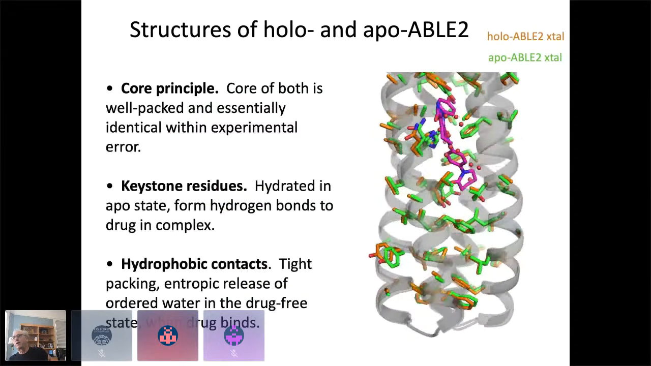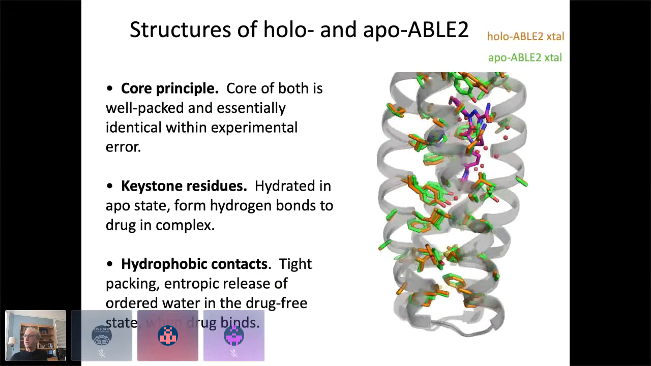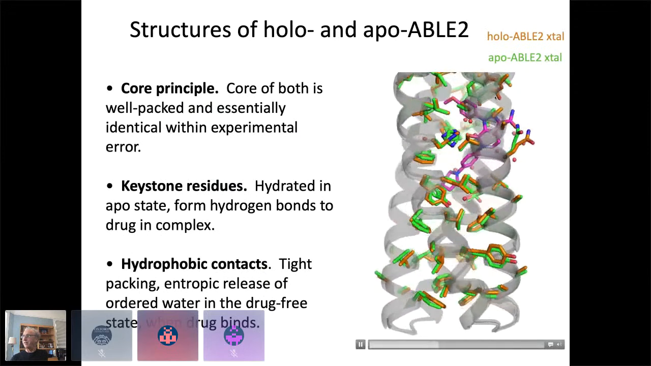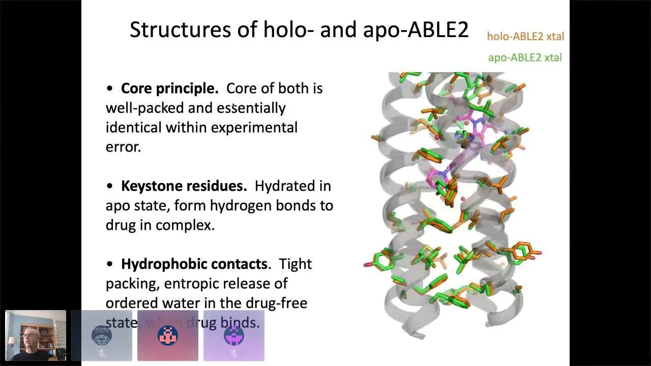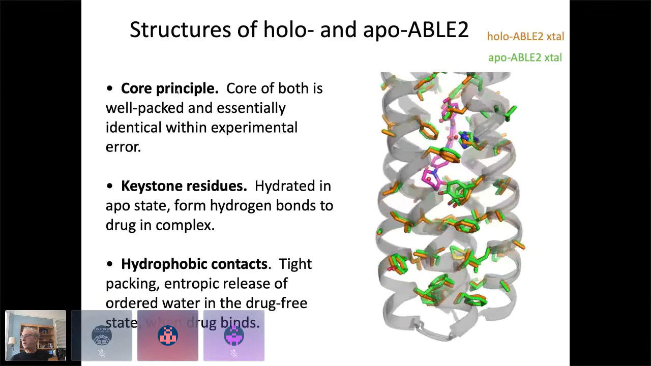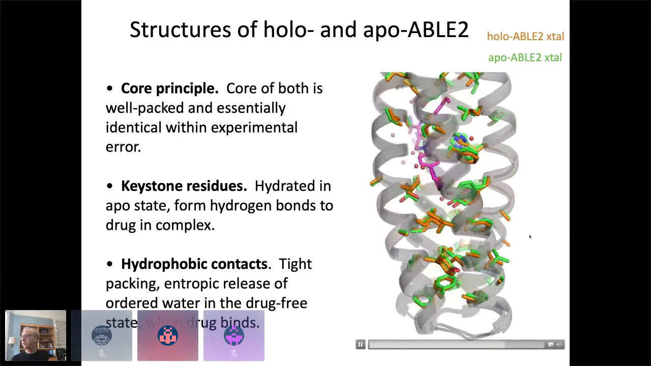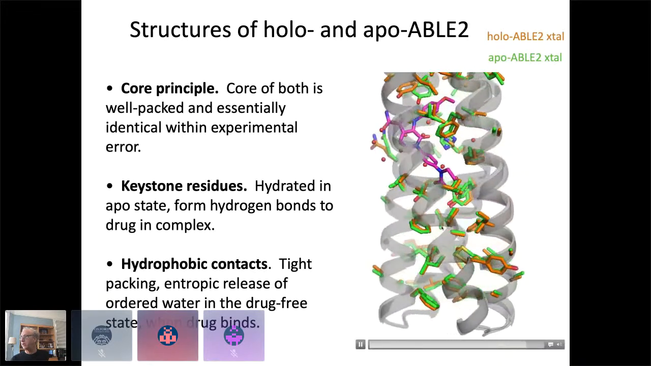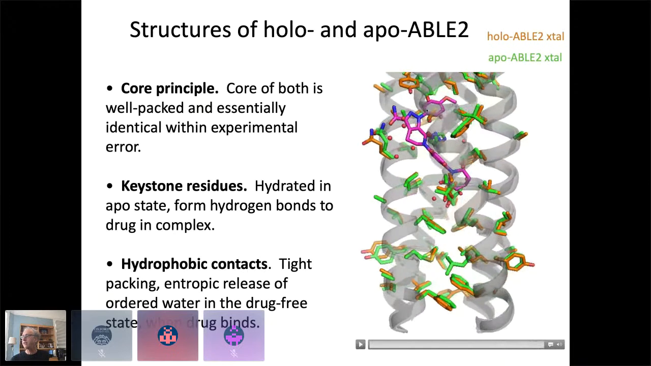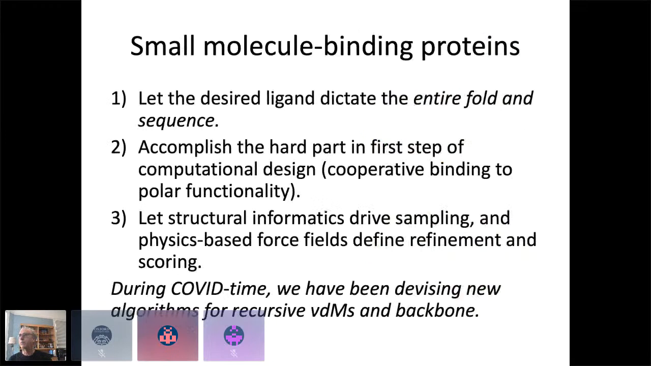So in summary, this is how we went about designing this apixaban binding protein. We followed the core principle to make sure that the core here communicates its information to the binding site here. Keystone interactions are very important, and they're hydrated in the apo state, and they release the water for a hydrophobic effect when the drug binds.